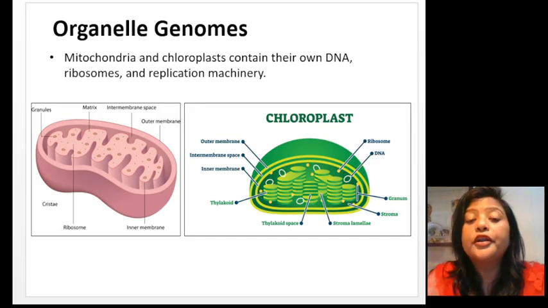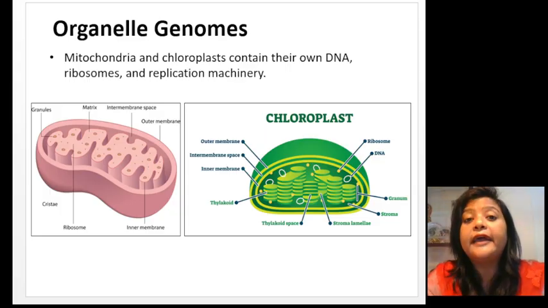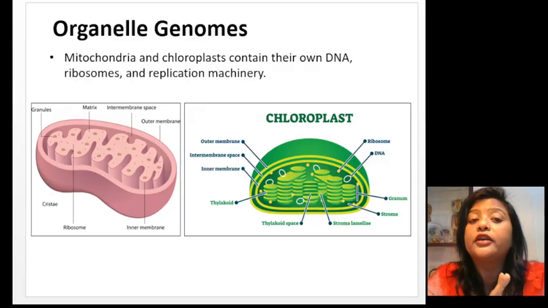Now we talk about the organelle genomes. As I have told, in the cytoplasm there are some organelles, and along with the cytoplasm, some organelles are being transferred from the mother to the offspring. So here we'll talk about two organelles, which are mitochondria and chloroplast.